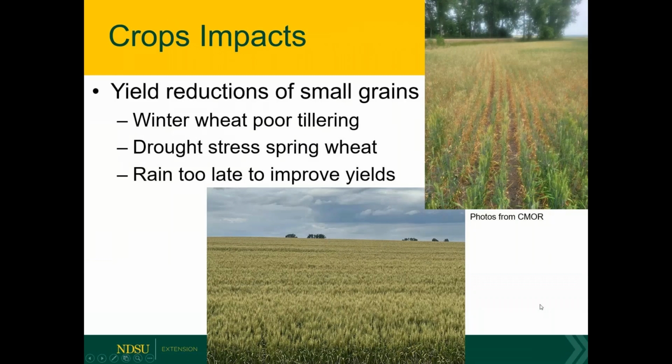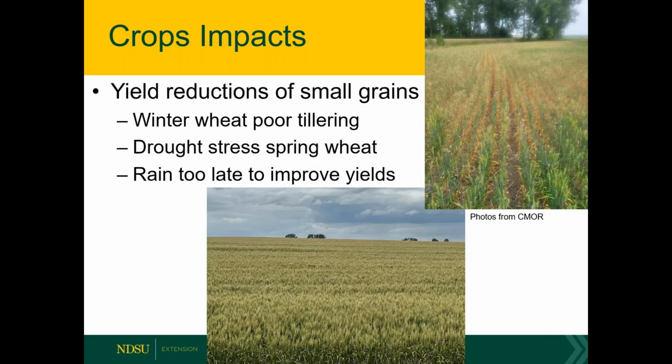So one of the impacts, just with the timing of the precipitation that we did receive, is that in general across the region, there's an expectation of yield reductions of small grains, and this is being seen in some of the areas within the southern part of the basin where harvest has already started or is being completed.